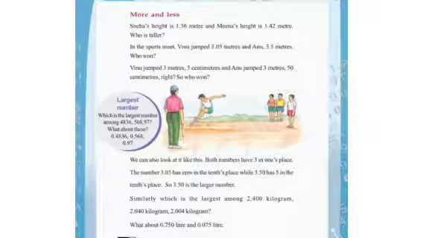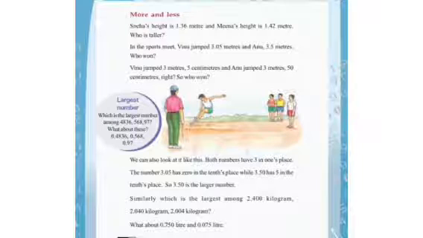And we can also look at it like this. Both numbers have 3 in the ones place. The number 3.05 has 0 in the tenths place, while 3.50 has 5 in the tenths place. So 3.50 is the larger one.